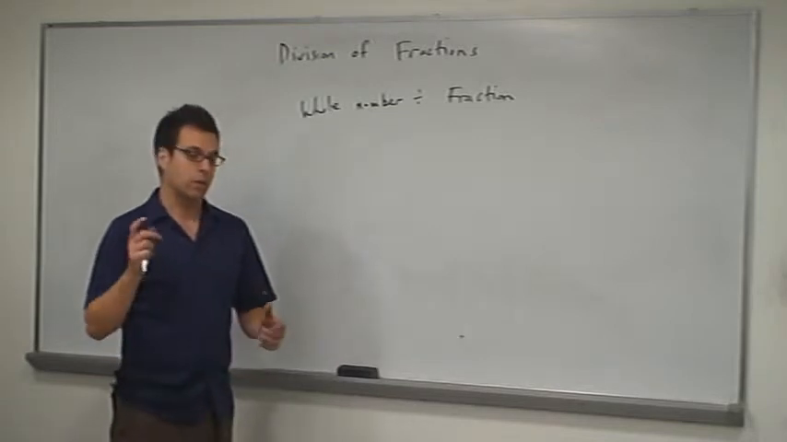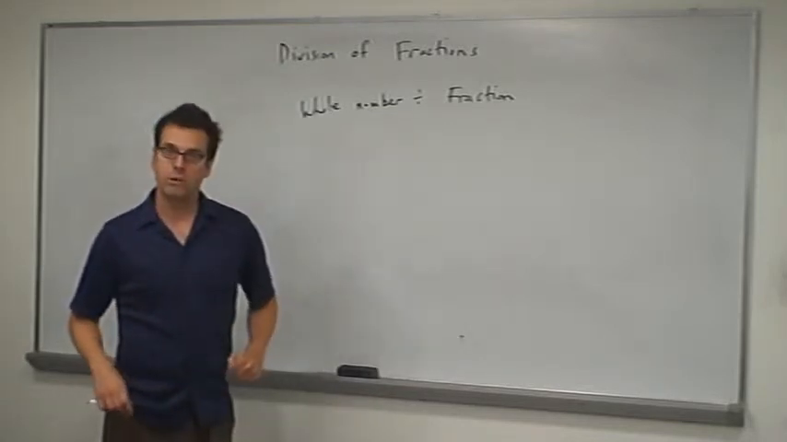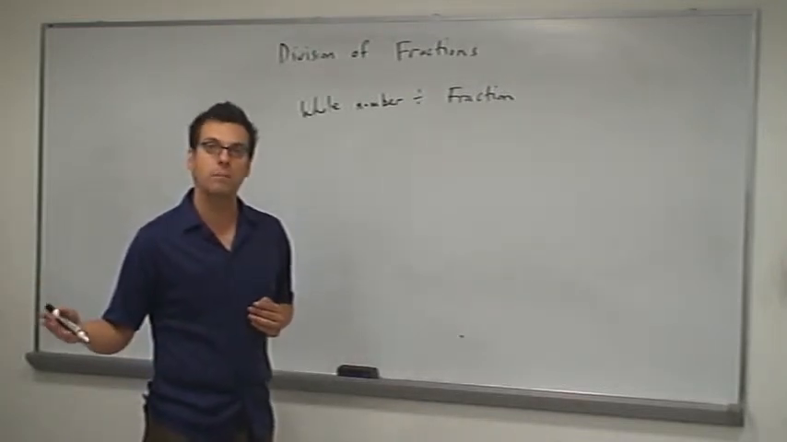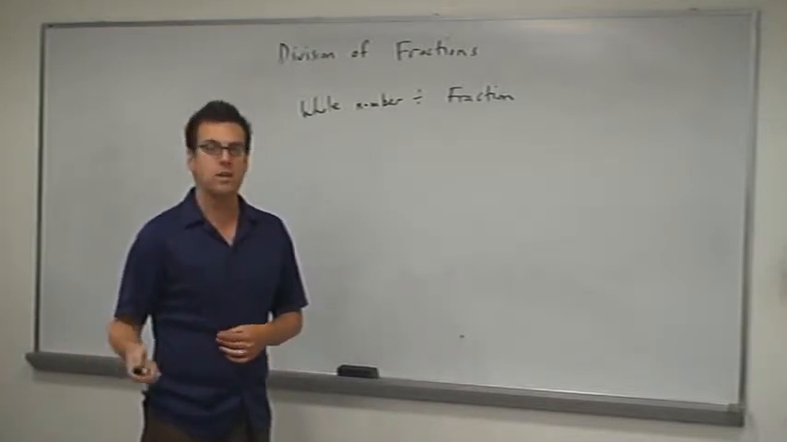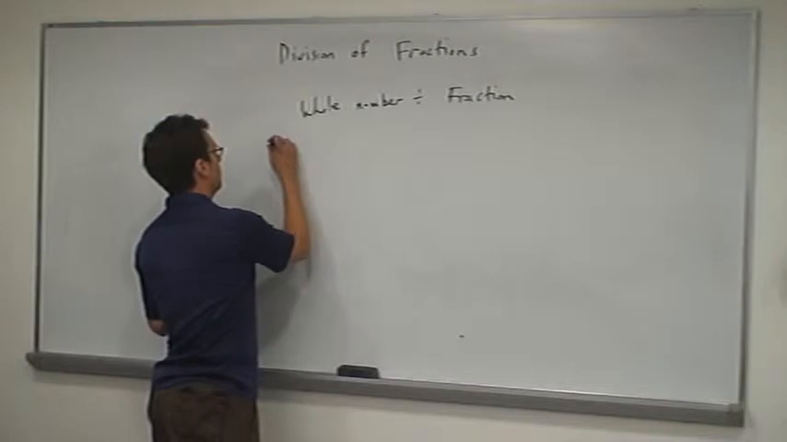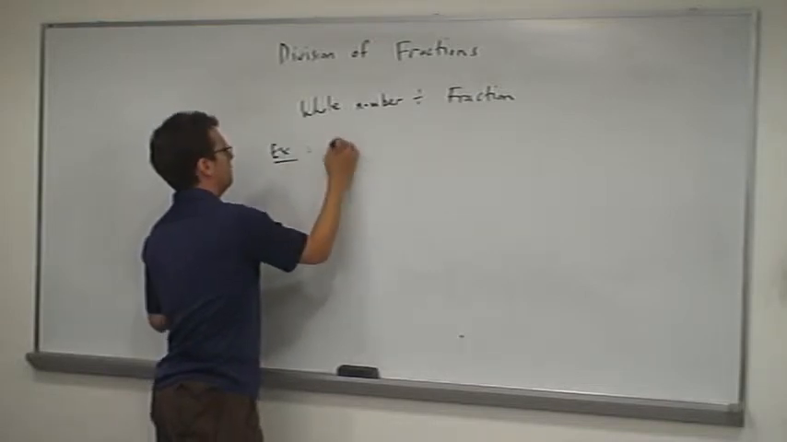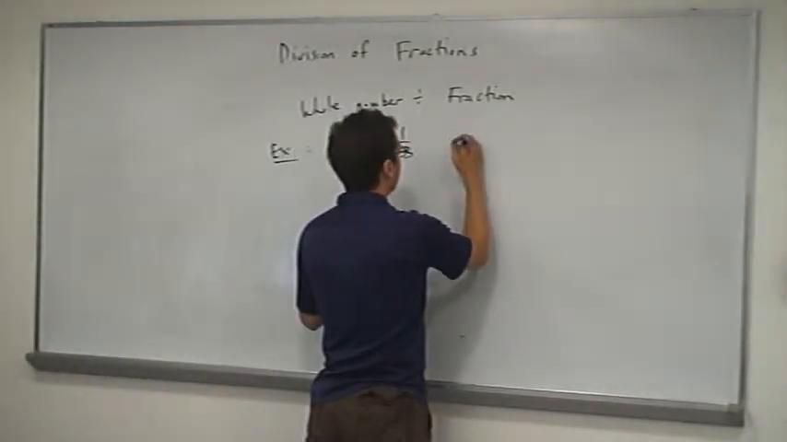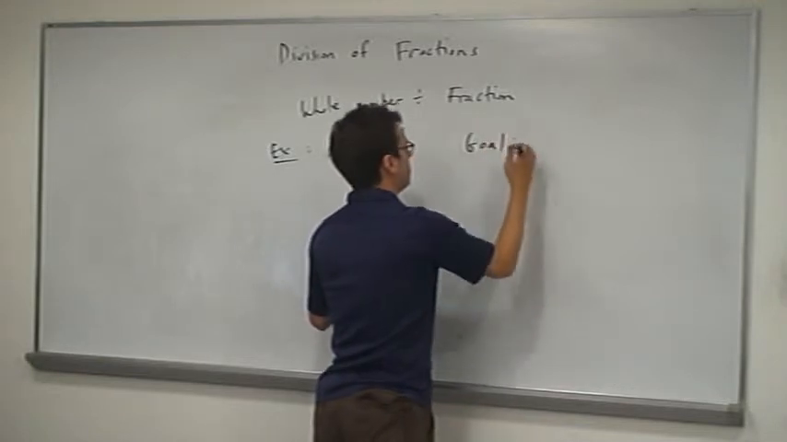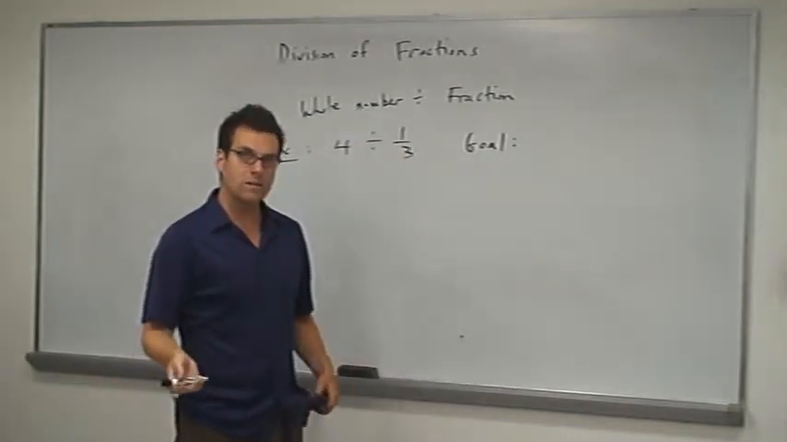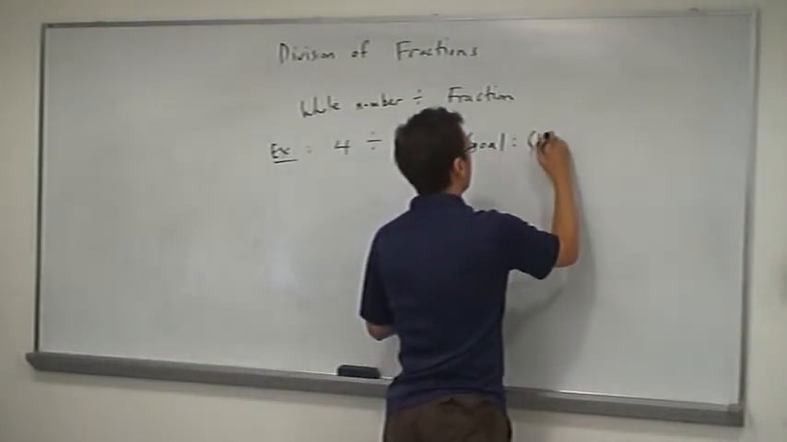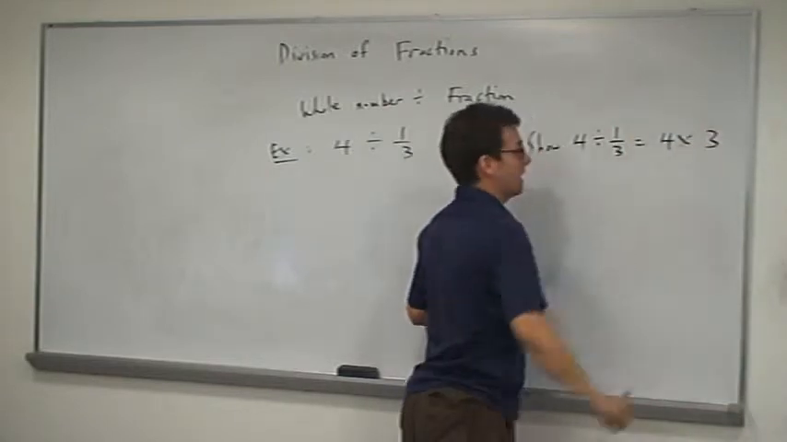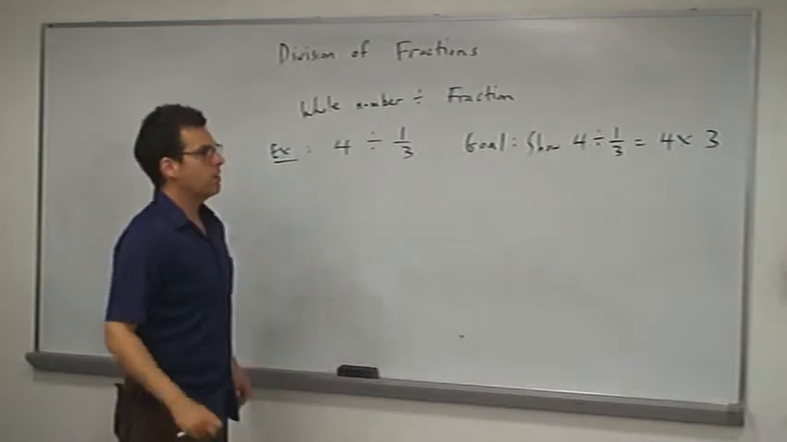So what we do is we come up with a word problem that illustrates a whole number divided by a fraction, and we show, as we just give a real-world solution to this problem, that the correct arithmetic that comes out in the wash is multiplying by the reciprocal. So an example here might be 4 divided by 1/3. That's a whole number divided by a fraction. Our goal, again, is not necessarily just to obtain the correct answer. Our goal instead is to illustrate or to show that 4 divided by 1/3 is exactly the same as, in this case, 4 times 3, because 3 is the reciprocal of 1/3. That's what we want to show.